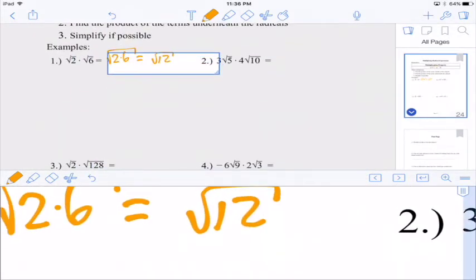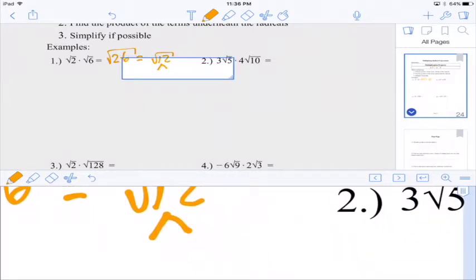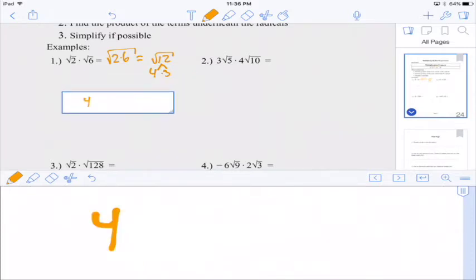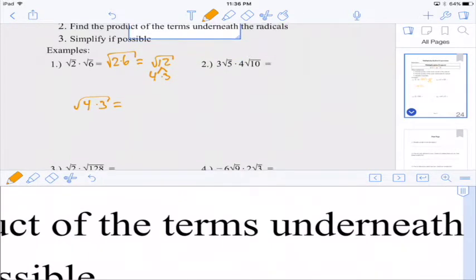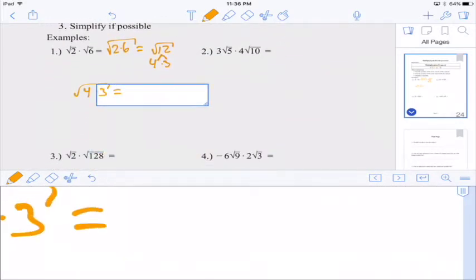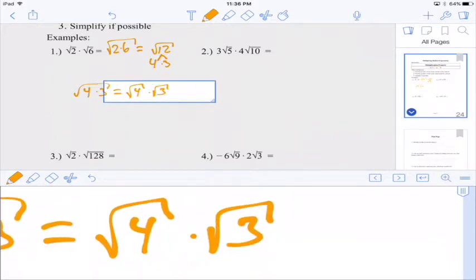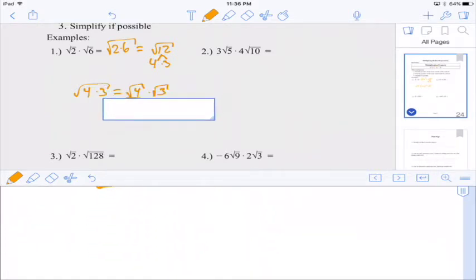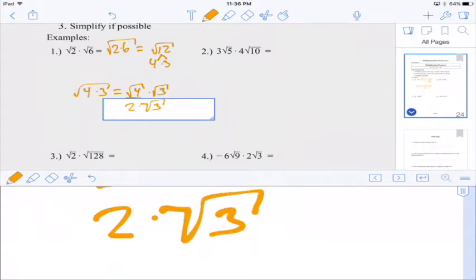Now I want to simplify. Well, I want to try and divide out perfect squares. My first perfect square, 4, can do 4 times 3. That makes it easy. The square root of 4 times 3, which I can use that property this way now, forward, and I can now get square root of 4 times square root of 3, and the square root of 4 is just 2. So 2 times the square root of 3.